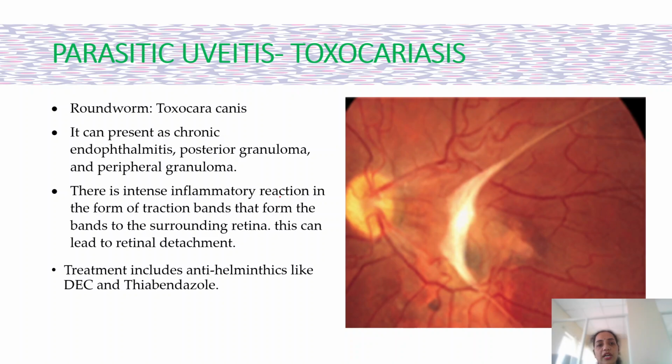Moving on to Toxocara, it is a roundworm and is known as Toxocara canis. It can present as chronic endophthalmitis, posterior pole granuloma or a peripheral granuloma. Again, because it is a parasite, there is a lot of inflammatory reaction in the form of traction bands as you see in this picture. So this can lead to retinal detachment. So the treatment is mainly treating the retinal detachment along with anthelminthics like DEC and thiabendazole.